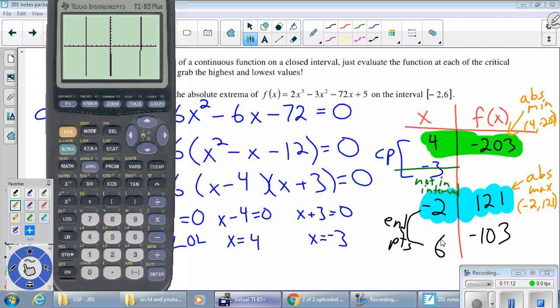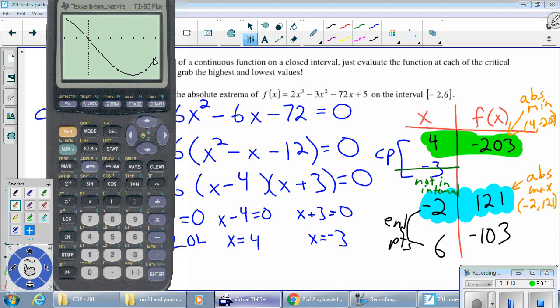So check this out, -2 to 6, that's the x's. And then the y's have to include -203 at the bottom. So how about -205? And then it's got to get all the way up to 121, so how about 125? And then let's go by tens. And this should be a very nice window for the graph of this function.